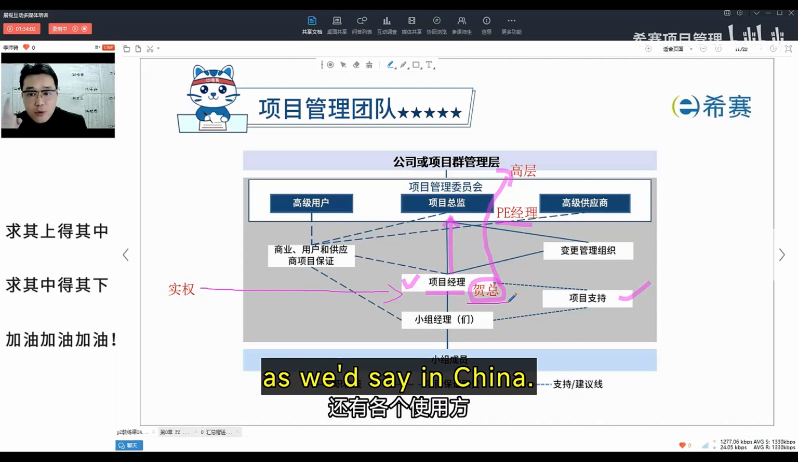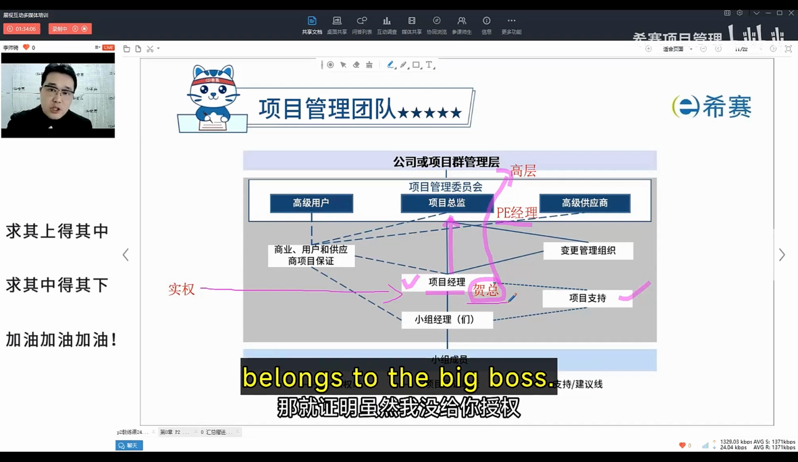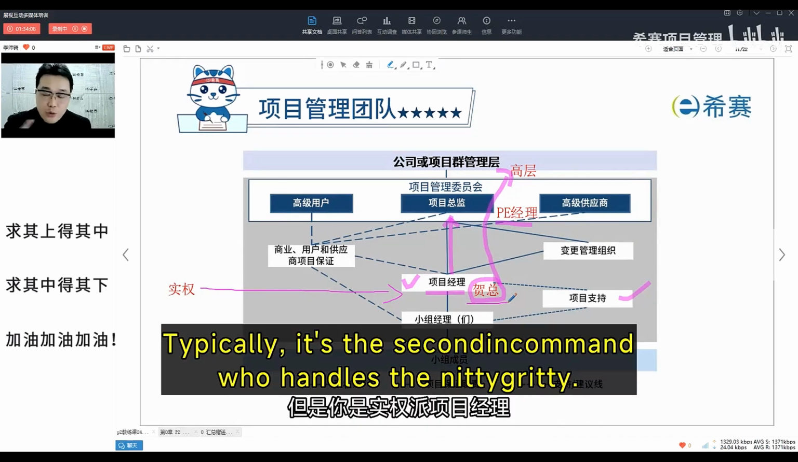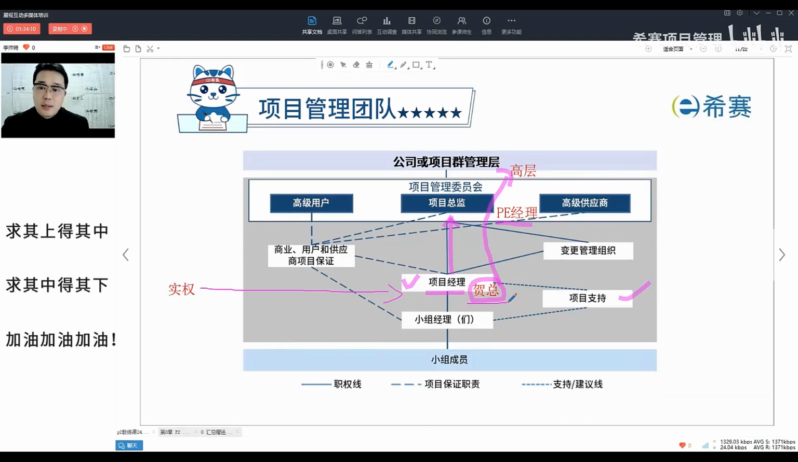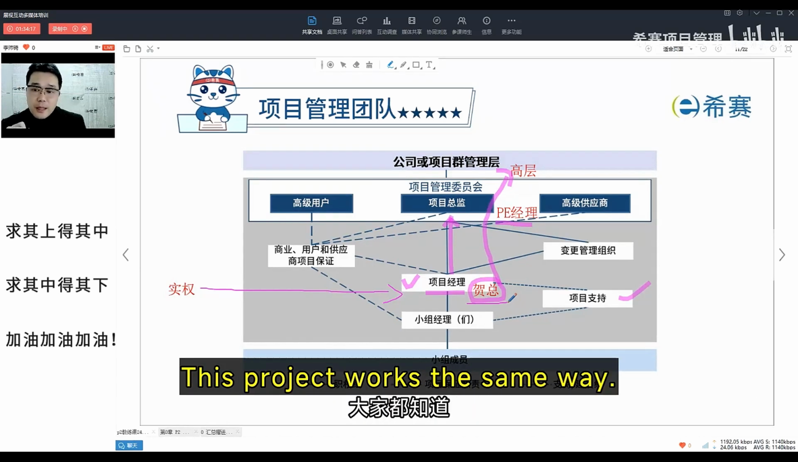As we'd say in China, it's common knowledge that in China, the official title belongs to the big boss. Typically, it's the second in command who handles the nitty-gritty. In other words, the VP does the heavy lifting. The big boss, they usually don't get their hands dirty. It's the VP's job, isn't it?